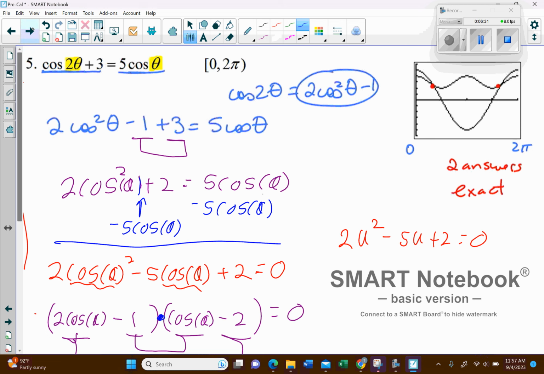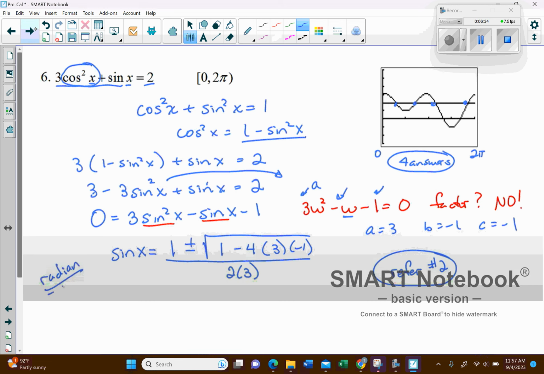Okay, let's look at the next one. So they used some of these identities and went ahead and got it down to this point right here, but then it wasn't factorable, right? And then there's the substitution where you can kind of think about it. And so if you remember the quadratic formula, negative b plus or minus the square root of b squared minus 4ac all divided by 2a. So that's what we got going on here.